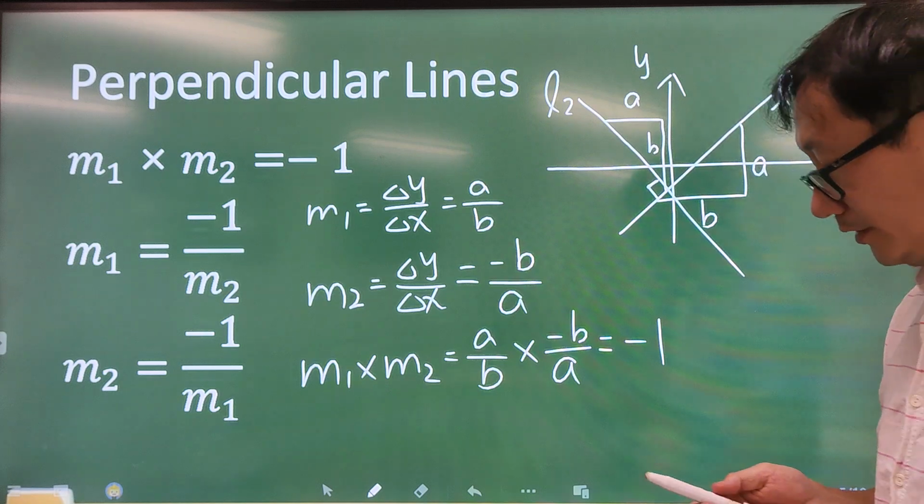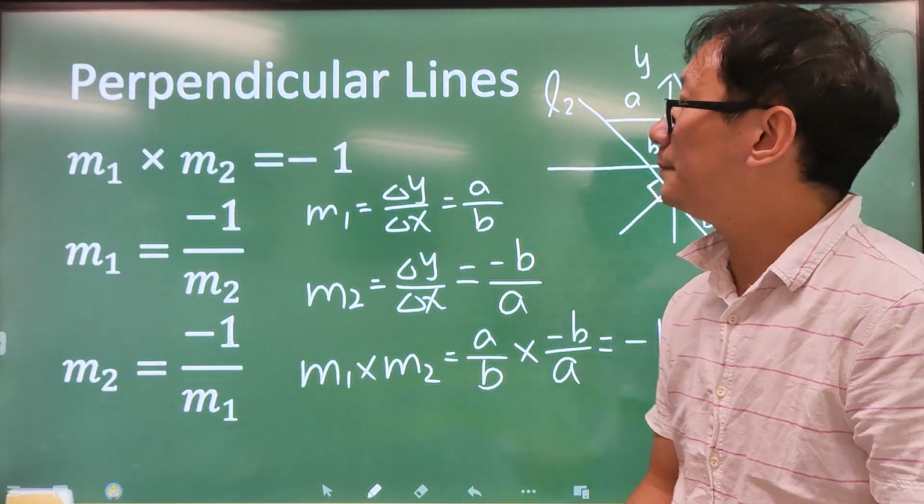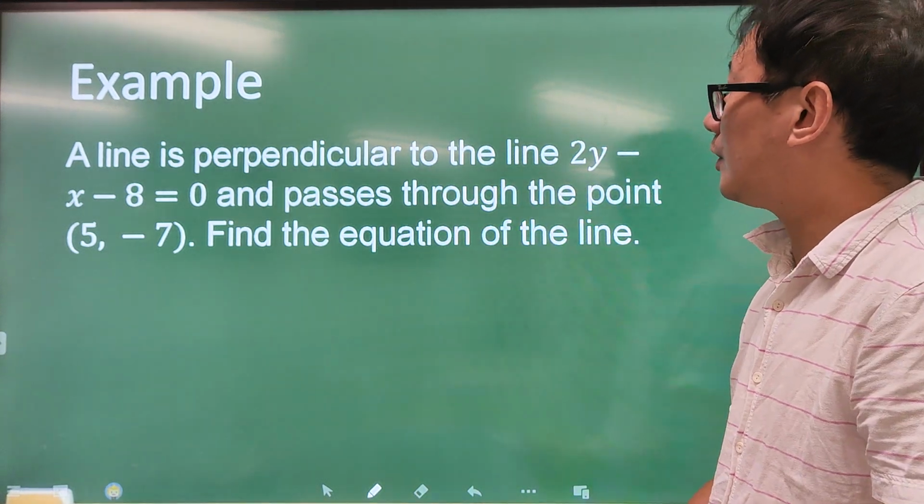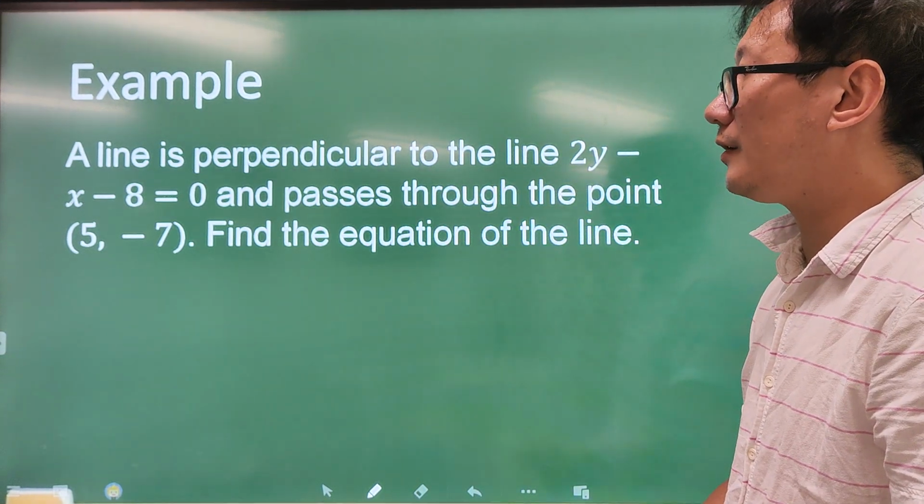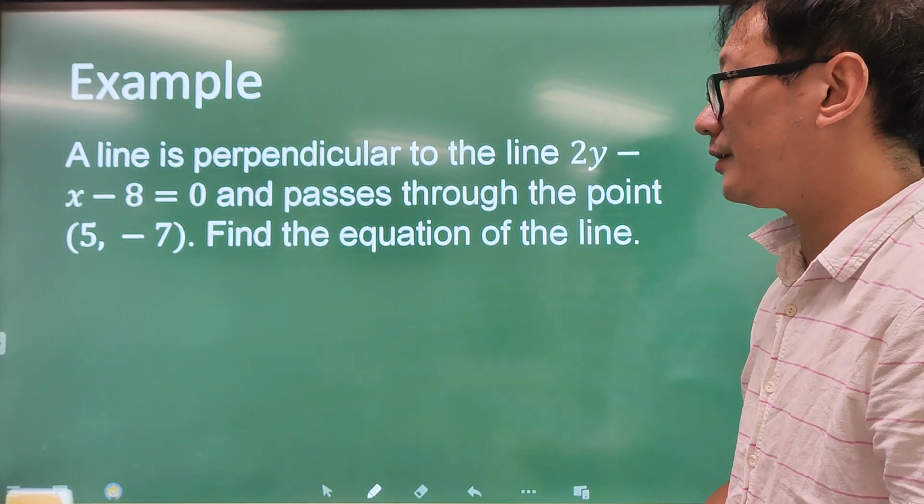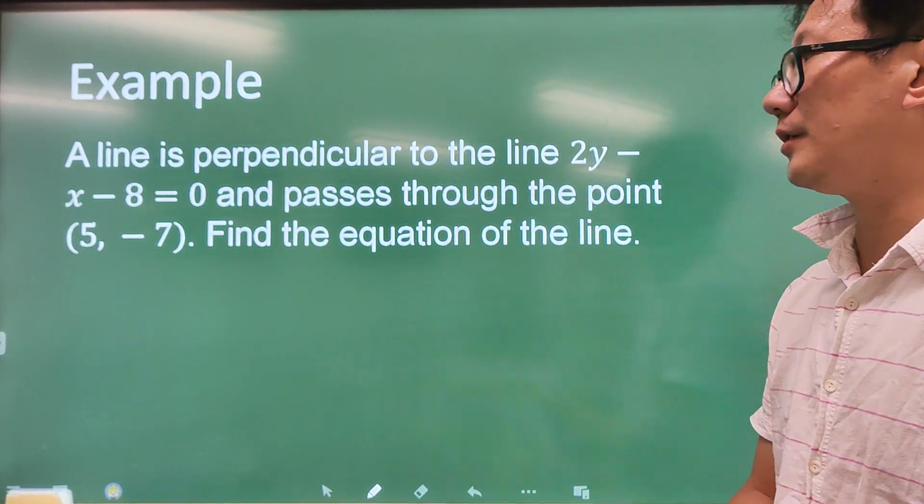Okay, let's take a look at an example. A line is perpendicular to the line 2y minus x minus 8 equals 0 and passes through the point (5, negative 7). Find the equation of the line.